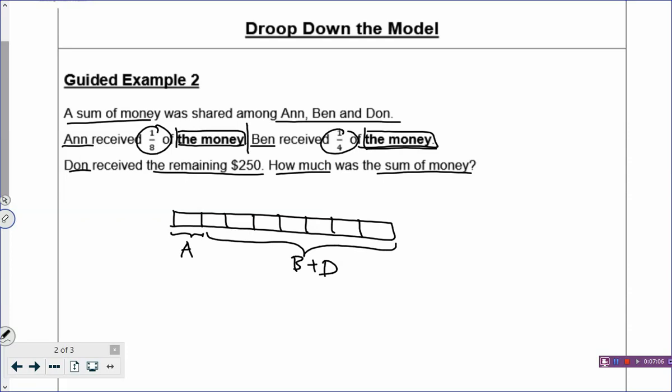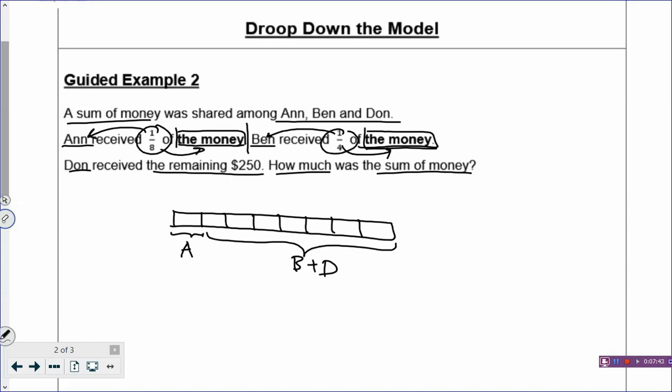Now Ben received 1/4 of the money. So if you notice carefully, let's do some arrow pointing. The money has 8 boxes, right? If you look at the first fraction, Anne received 1 box. So this first fraction refers to part of a group, part of a set. And what is the group? The money, and Anne received part of it. And then Ben received 1/4 of the money. So the money has 4 boxes, which is the same group, and Ben received part of it, which is 1 box of it.